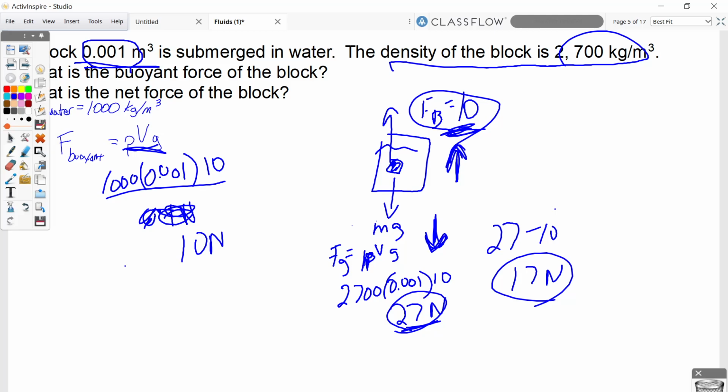So picture yourself carrying your friend on your back on land, and then when you go in the water, they're going to feel lighter, right? Because the buoyant force of water is almost like having an invisible person helping you. And so this tells us the new weight of the object.